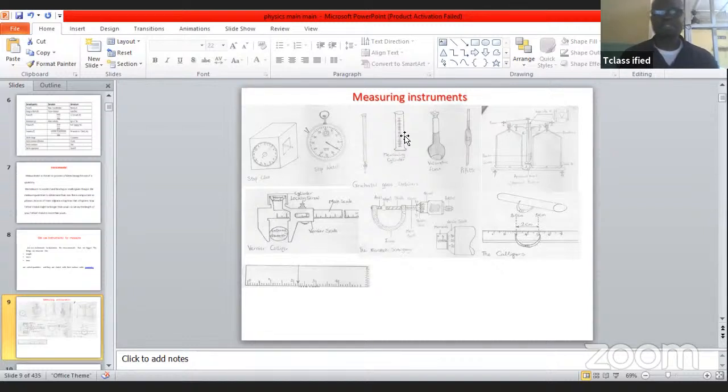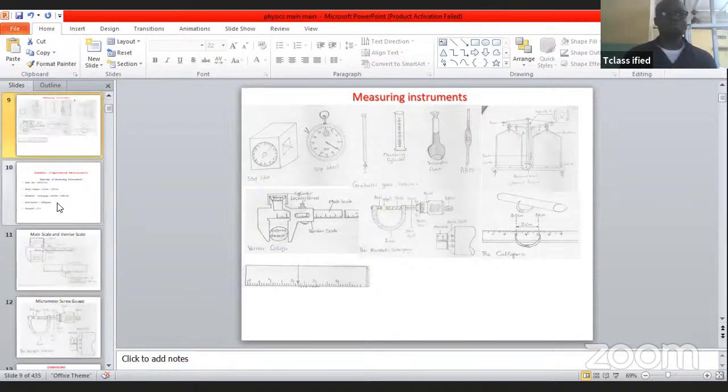Like the pipettes, the flask, and other measuring cylinders, they are used for measuring volume. This is for measuring time, that is for measuring volume. This is the beam balance for measuring weight or mass, in this our case. This is the vernier caliper for measuring length. This is the micrometer screw gauge, also for measuring length. And this is the ruler, the meter rule, for measuring length, okay?